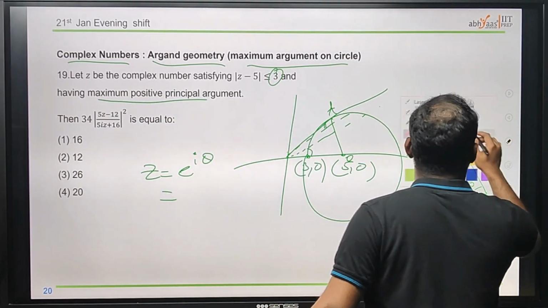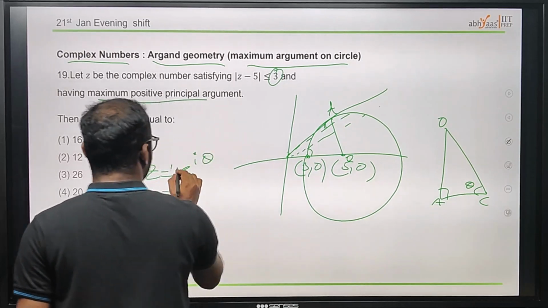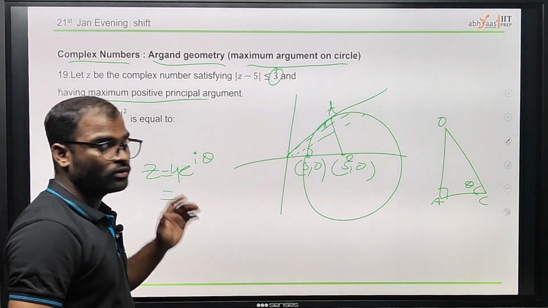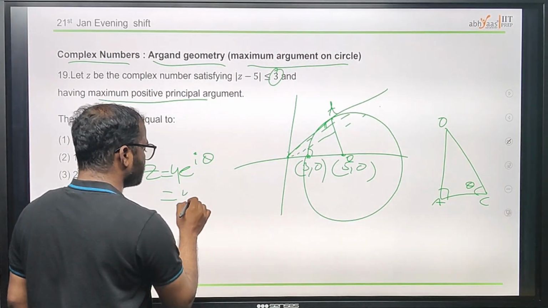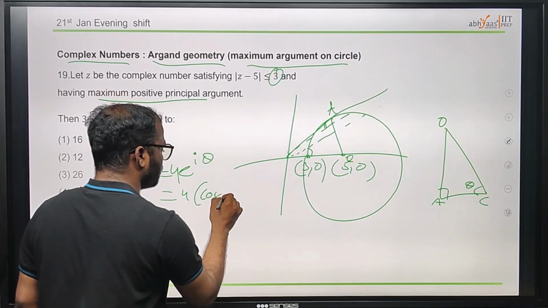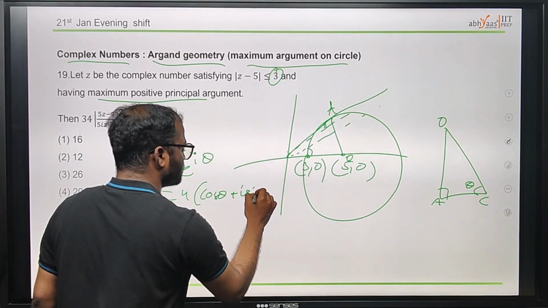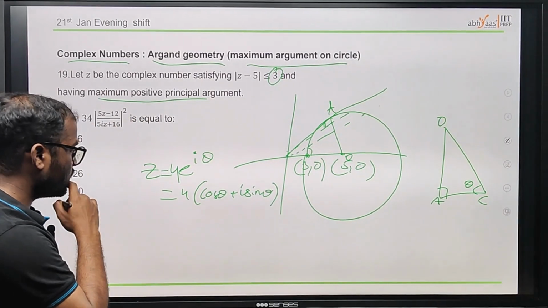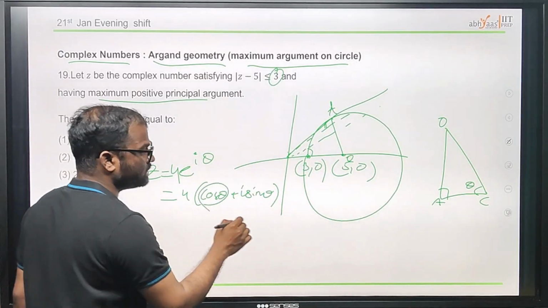Okay, we can write it as 4 e power iθ. From this diagram, we can write it as 4 cos θ plus i sin θ. Now from this we can easily find the cos θ from this diagram.